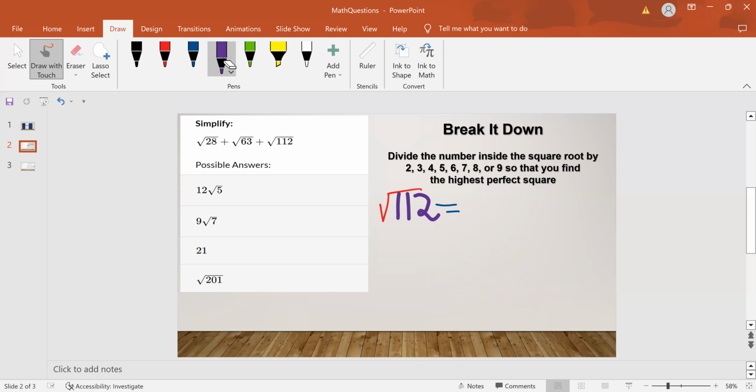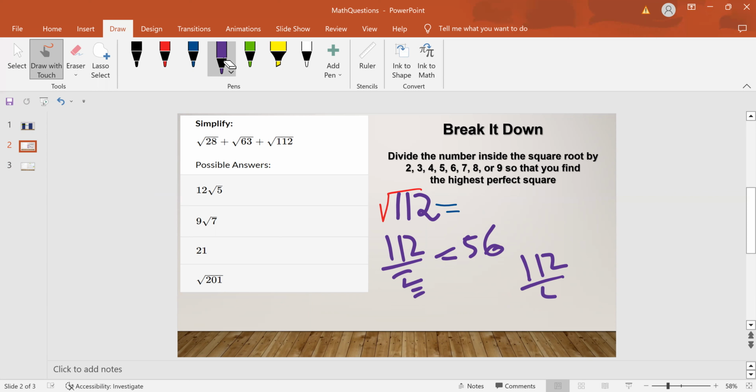If you take 112 and divide it by 2, that gives you 56. But 56 is not a perfect square. Even 2 is not a perfect square. That means the two numbers I have here are not helpful, so I need to go further. Instead of 2, you can try another number. 3 doesn't work because that will give you a decimal. What about 4? Let's see.